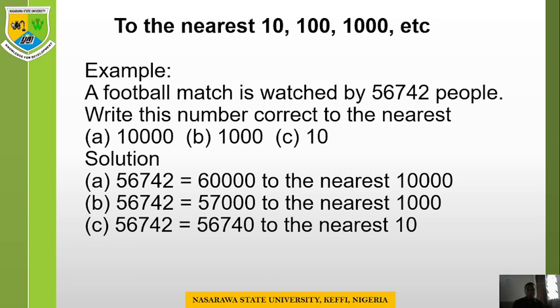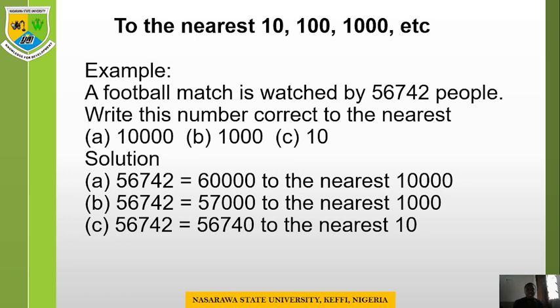How did we come about this 60,000? Now, 10,000 has how many zeros? 4 zeros. So we are expected to have 4 zeros in this 56,742. And the first number to become 0 is 6, followed by 7, 4, and 2. Now, in rounding numbers, when a number is above 4, it rounds up to become 1, and we add it to the previous one. But when it's below 5, it rounds down to become 0, and even if we add it to the previous number, it will still remain the previous number.